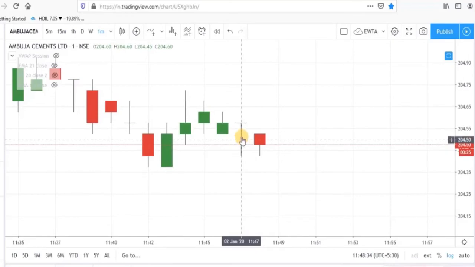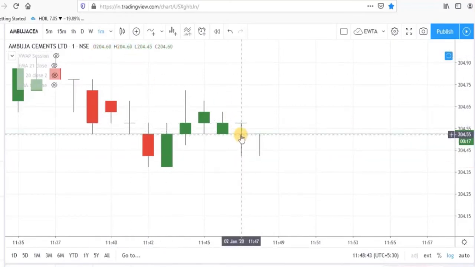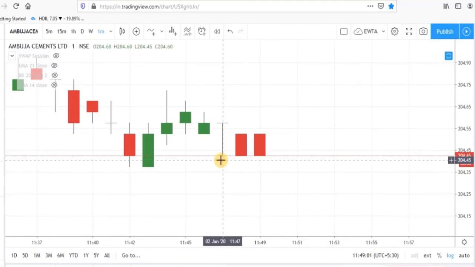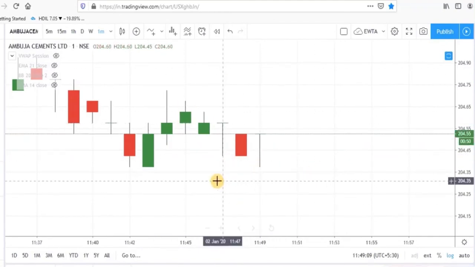So in this candle you can see the data for this candle here. Opening price is 204.60, high is also 204.60, low is 204.45 and close is also the same, 204.60. So in this candle, opening price, high and close are the same and low is this. So in this way we can get the data for each candle.